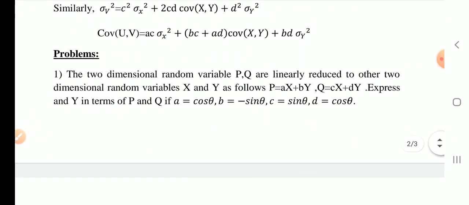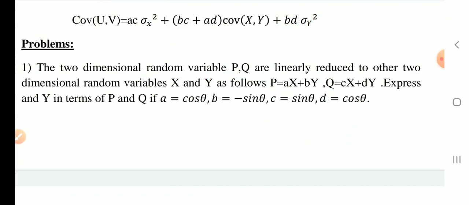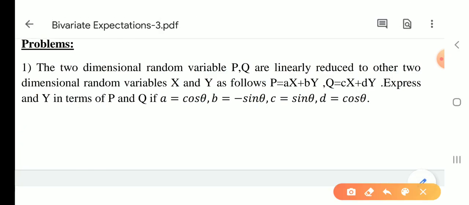Let us solve a few problems in bivariate transformation. First problem: the two-dimensional random variable PQ is linearly related to the two-dimensional random variable XY. So here the linear transformation is P is equal to AX plus BY, Q is equal to CX plus DY. Express X and Y in terms of P and Q if A is equal to cos theta, B is equal to minus sin theta, C is equal to sin theta and D is equal to cos theta.